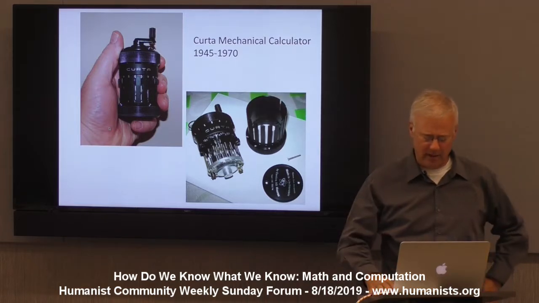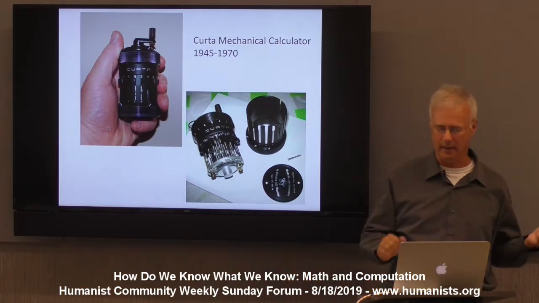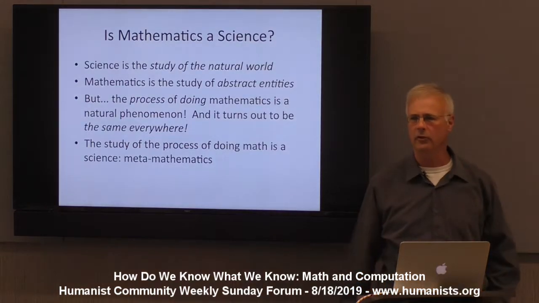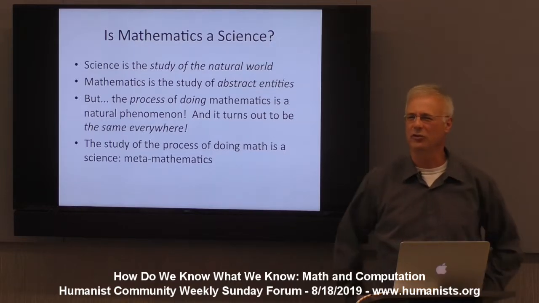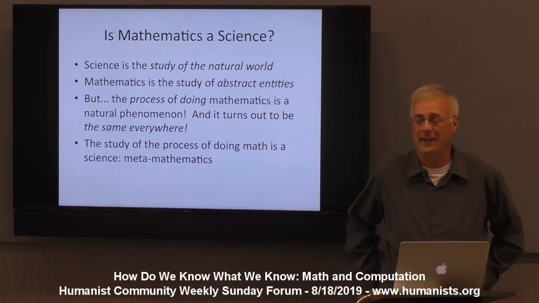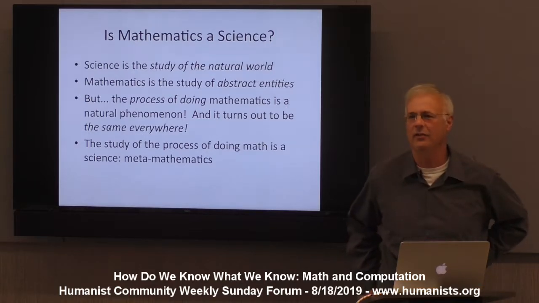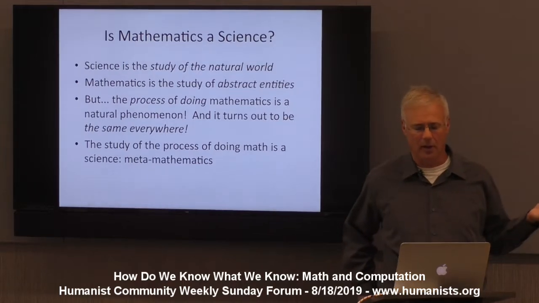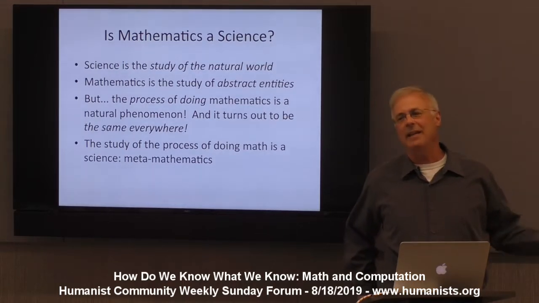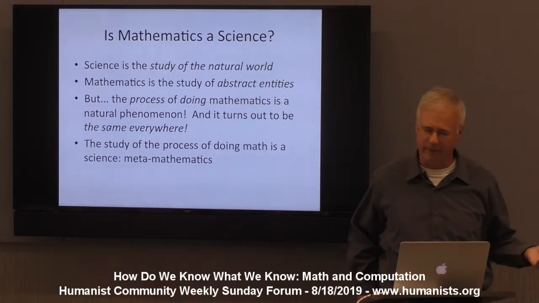I'm going to take a little detour here from computers back into math and ask a philosophical question. This series of talks is about the history of science, and so philosophers have been asking for a long time, is mathematics actually a science? Science is the study of the natural world, but mathematics is the study of abstract entities like numbers and geometrical shapes, which of course has application to the natural world, but is not actually the process of mathematics itself.